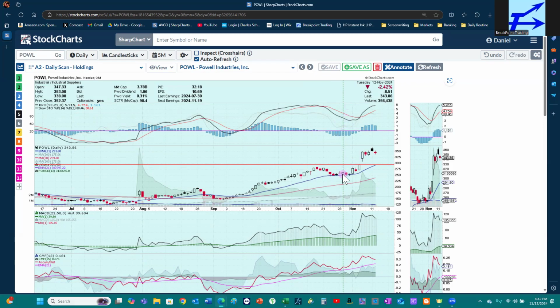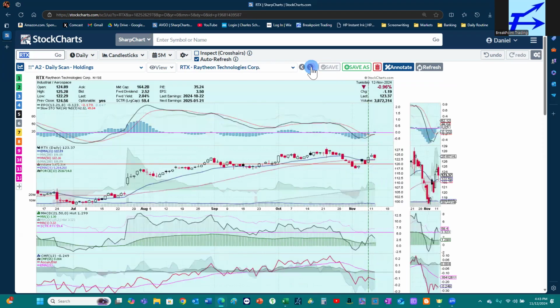I explained all the scans and everything in the very first video that I did, so you can go back and look at that. But Powell pulled back too, but it's had an incredible run from about 250 to 350 in a little more than a week. So it's to be expected for this to pull back, and really it's just in a sideways consolidation right now. And again, you can see the 21-day is catching up with the stop. So that's what I like to see. So we'll see how that goes.